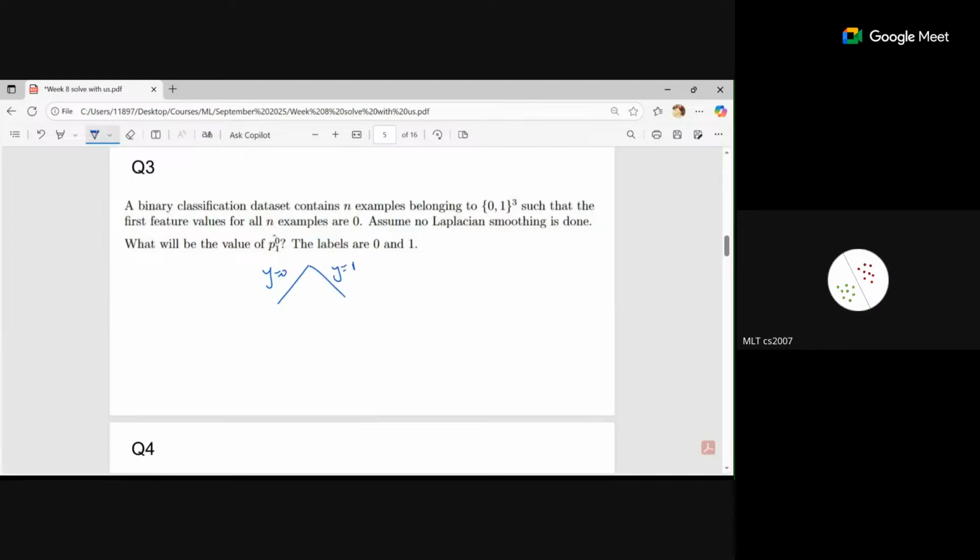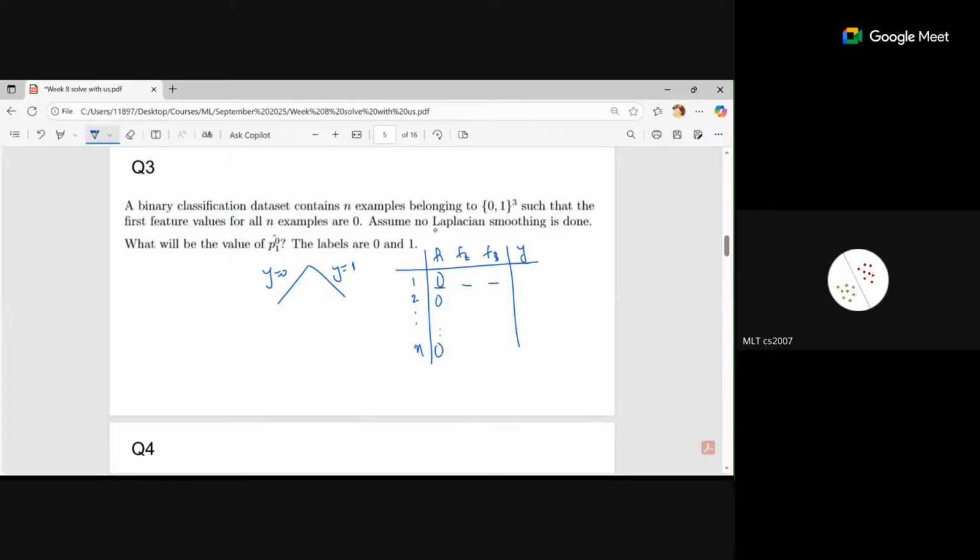Now, what we're saying is we have n examples, 1, 2, and so on till n. The binary classification dataset contains n examples belonging to 0, 1, with three features. So we have feature 1, feature 2, and feature 3, and then y, which can take either 0 or 1. What we're saying is the first feature values for all the n examples are 0. So the first feature is all 0.